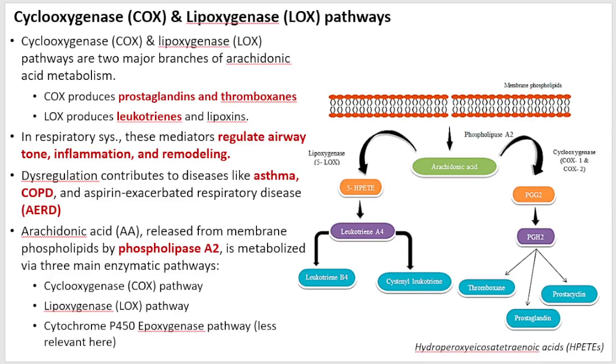Leukotrienes cause bronchoconstriction and drive asthma and allergy, while lipoxins help resolve inflammation. These mediators shape airway reactivity, inflammation, and repair. This regulation contributes to asthma, COPD, and aspirin-exacerbated respiratory disease. Targeting these pathways with bronchodilators, steroids, leukotriene inhibitors, and biologics provides therapeutic control.